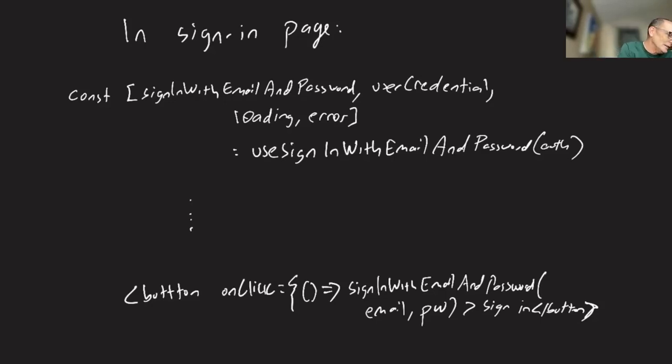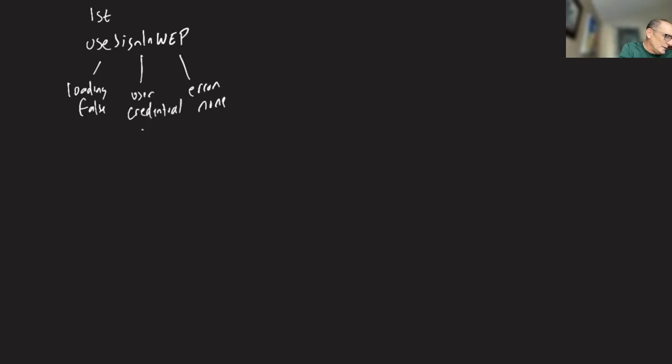Let's look at the life cycle of this. Use sign in, I'm going to just say with email password. What comes back? We get loading is false. We don't get an error. And we get the user credential, which is invalid. And we also get a sign in with email and password function. So this is a function.